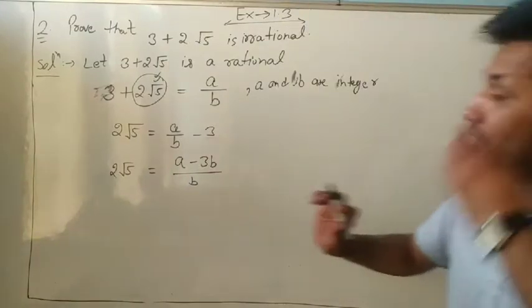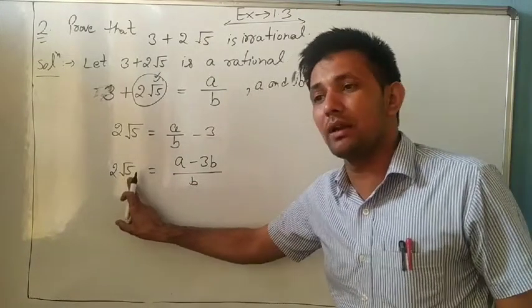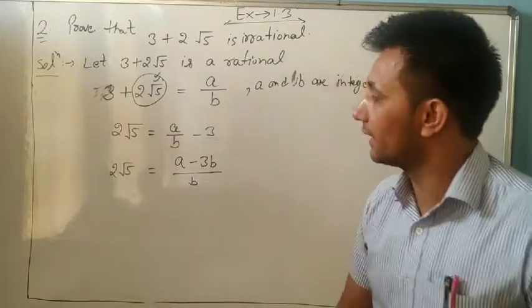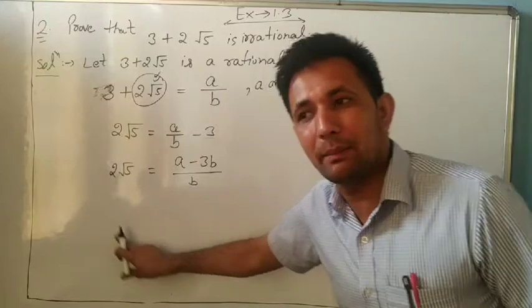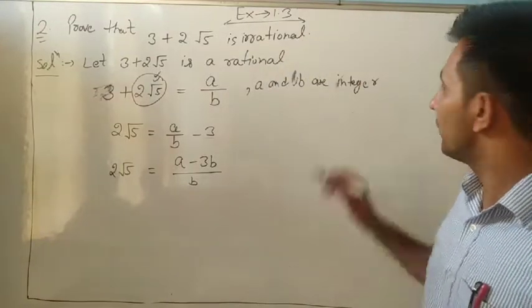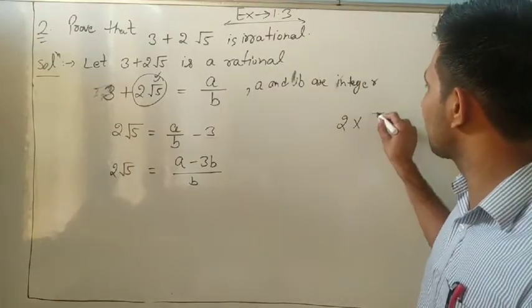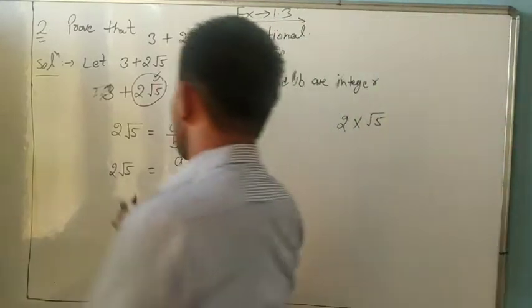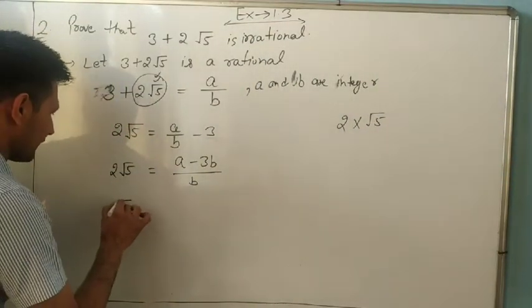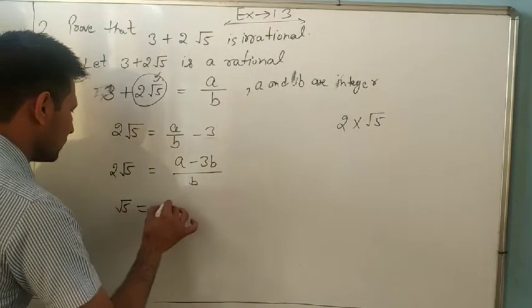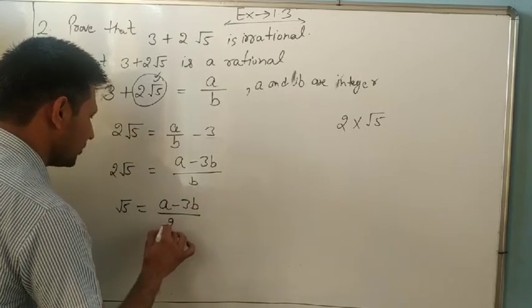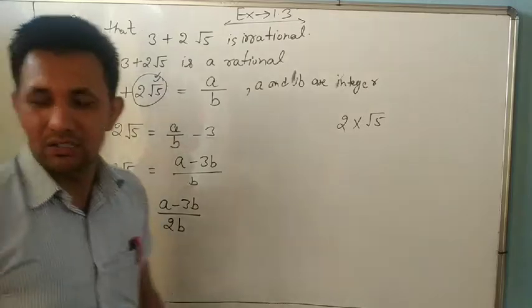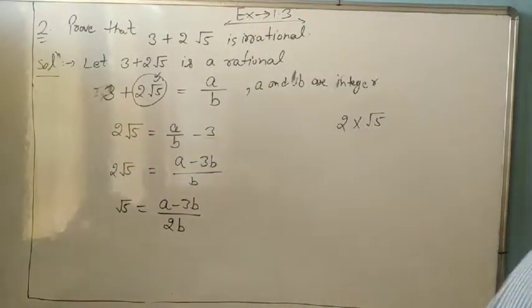Next thing, what I told you: only write the root number on one side and the other numbers on the other side. Now 2 is here, multiplied, so on the other side it becomes divide, because 2 root 5 means 2 multiplied by root 5. So you can write root 5 equal to A minus 3B divided by 2 into B. Understand it? It is very simple.